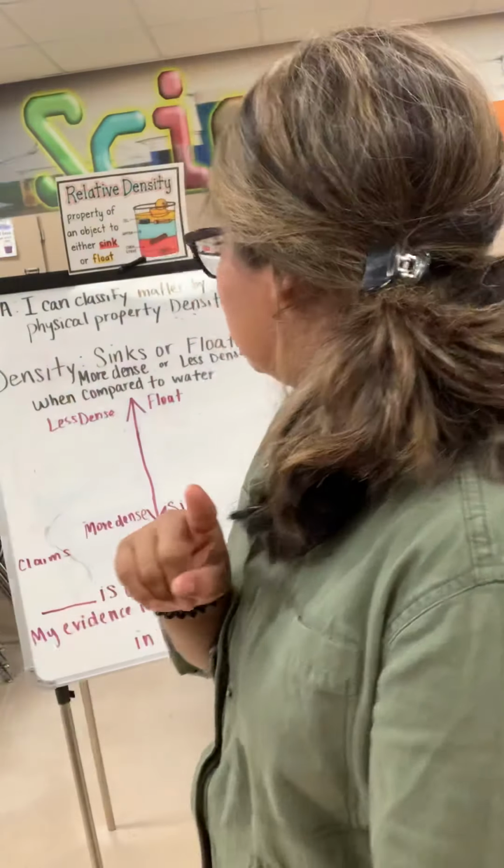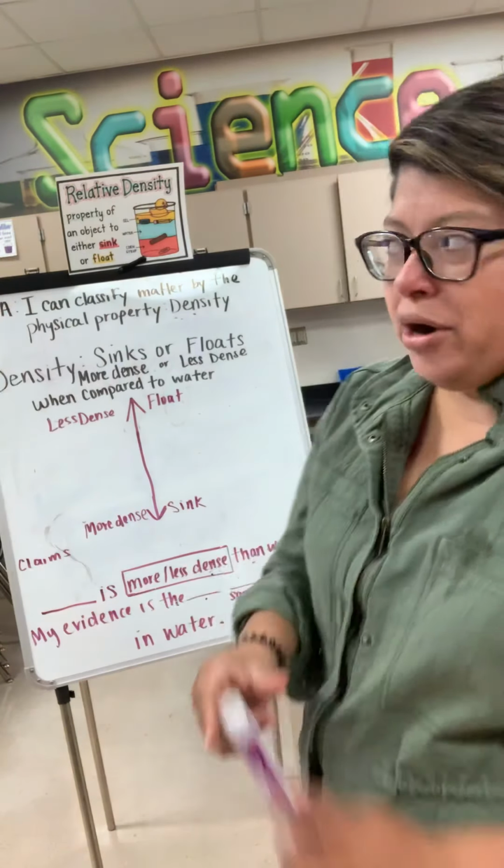Again, density sinks, floats, more dense, less dense when compared to water. So we wave our water with the number 1 because that's the density of water.